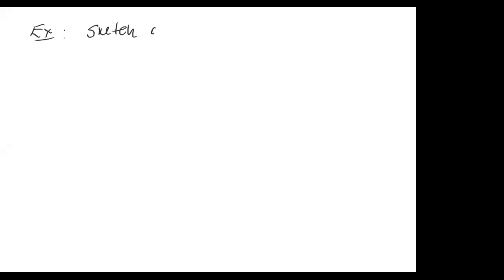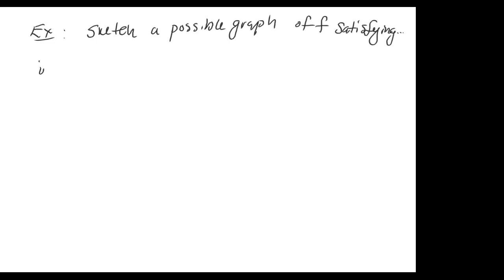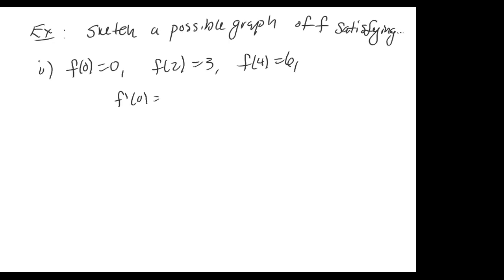Sketch a possible graph of a function f that is satisfying the following. First of all, f of 0 is equal to 0, f of 2 is equal to 3, f of 4 is equal to 6, and f prime of 0 is equal to f prime of 4, which is equal to 0. Okay?